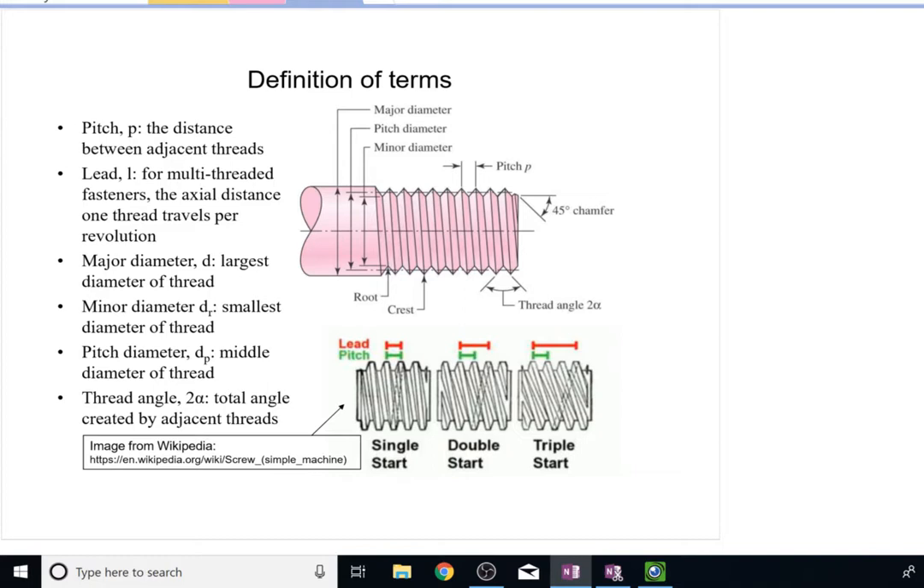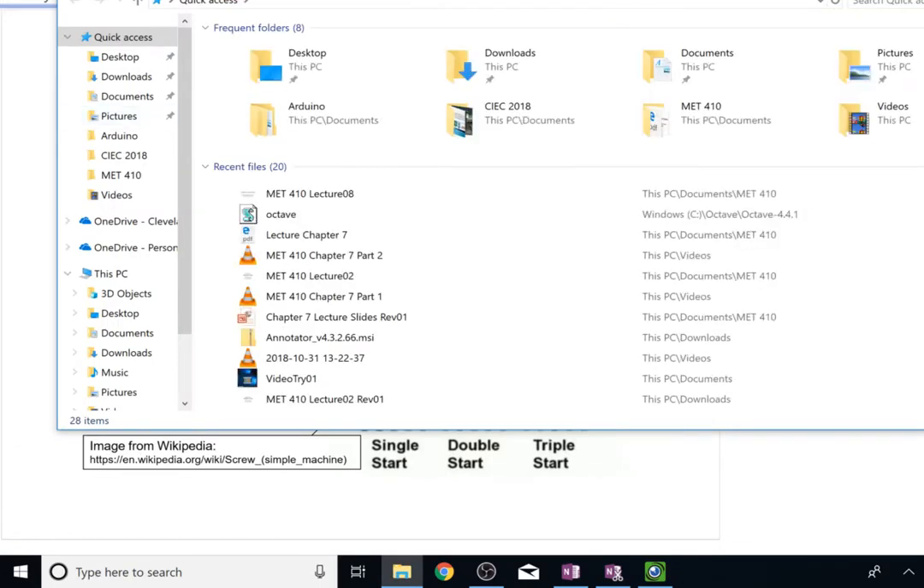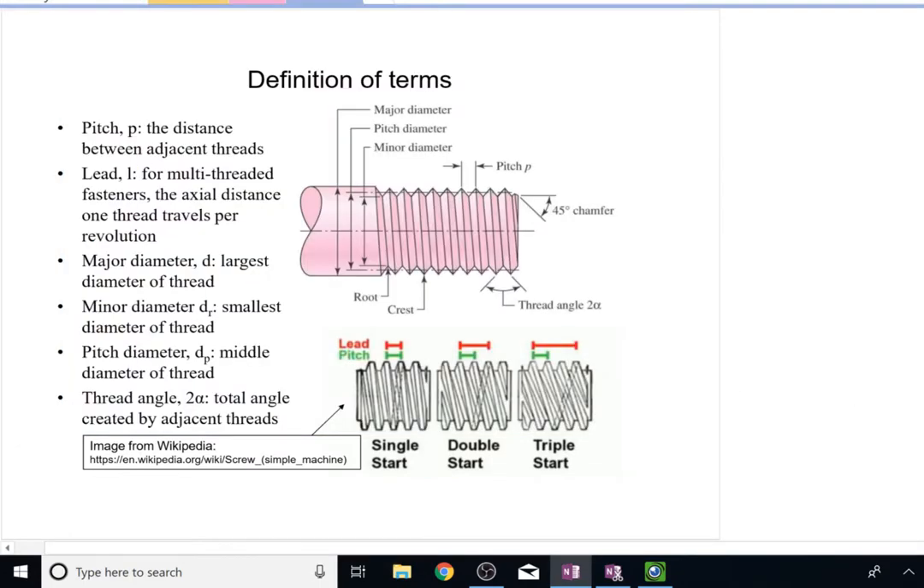We have pitch. Pitch right here. I'm going to disconnect the keyboard for a second. Here we go, pitch. Bear with me. Pitch, that's this right here. Let me erase that. Right there. That's the distance between adjacent threads.